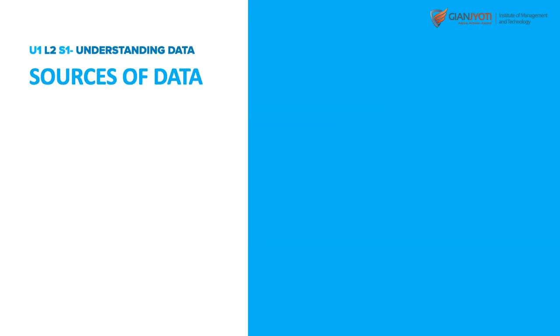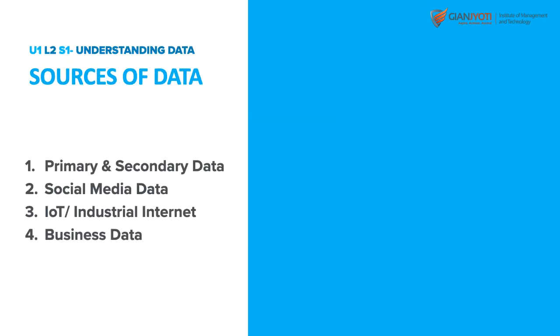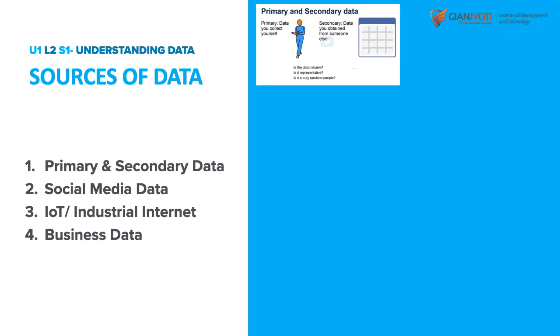When we talk about sources of data, as you already know, you can have primary and secondary data, social media data, Internet of Things, industrial Internet data, or the business data, or maybe all the four sources. So when we talk about primary and secondary data, primary data is that which you collect yourself. So you trust that data because you have collected it.